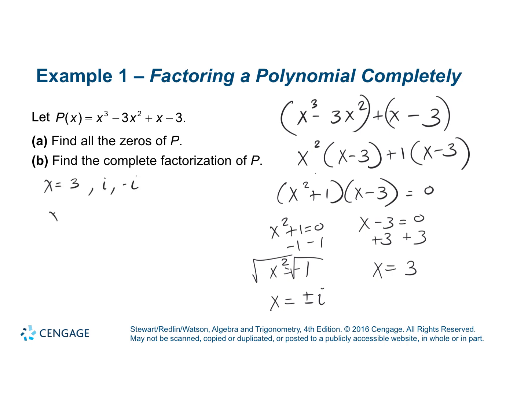If you write them as x is equal to 3, comma, plus or minus i, or if you write them as x is equal to 3, x is equal to i, and x is equal to negative i, those are all valid answers for part A.